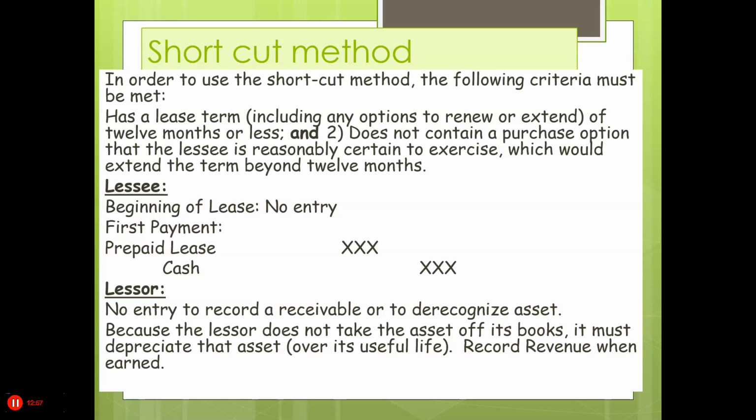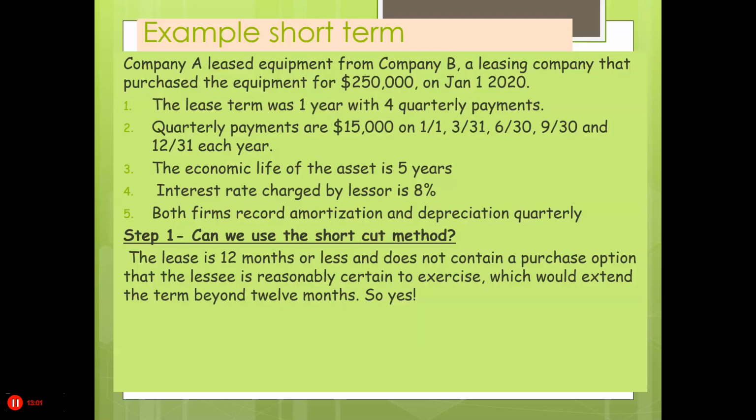Now let's look at an example. Company A leased equipment, $250,000, but it's only for 1 year. We know the economic life, we know the interest. Can we use the shortcut method? The lease is 12 months or less, and does not contain a purchase option that the lessee is reasonably certain to exercise, which would extend the term beyond 12 months. So yes, we can use the shortcut method.